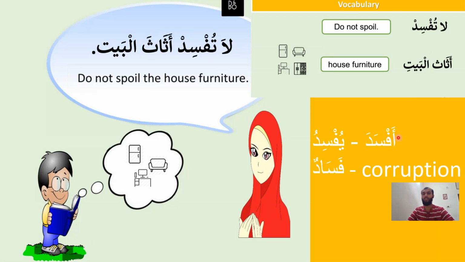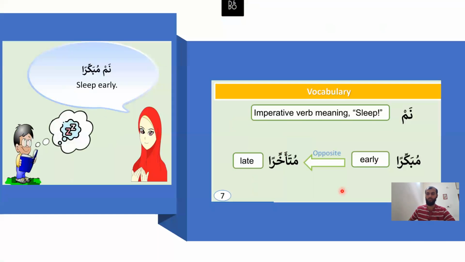What's the next advice that the mom gives to Kareem? After not spoiling the furniture, sleep early. Okay, so we'll just do this advice and then we'll skip, inshallah. Mubakkiran is early, which we saw in the 3rd or 4th chapter of Arabiyatu Baina Yadaik. Mutaakhiran is late.